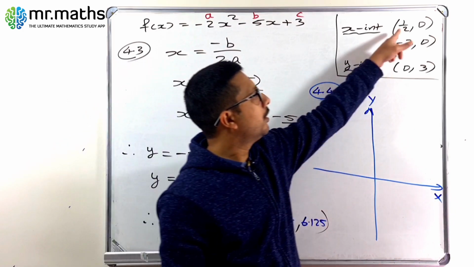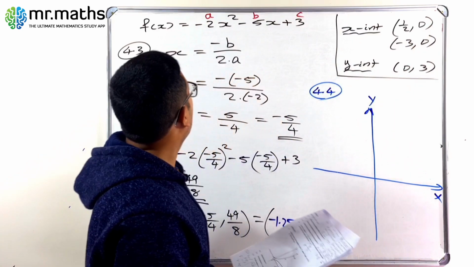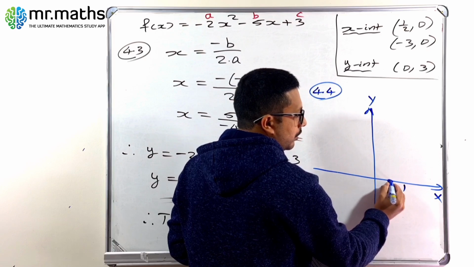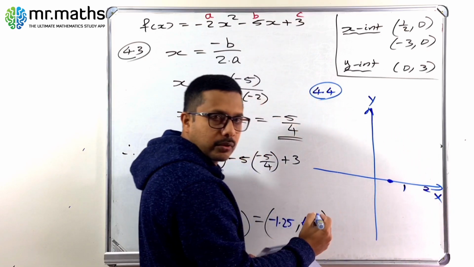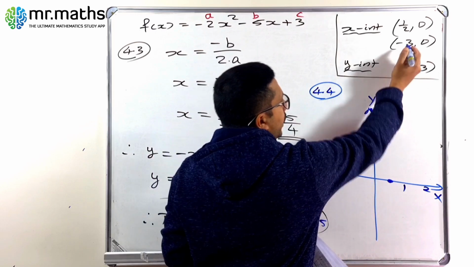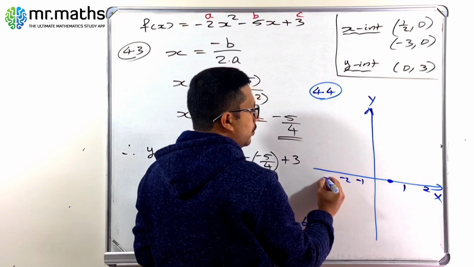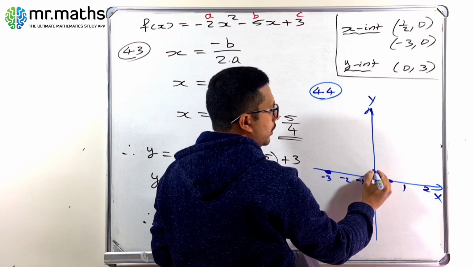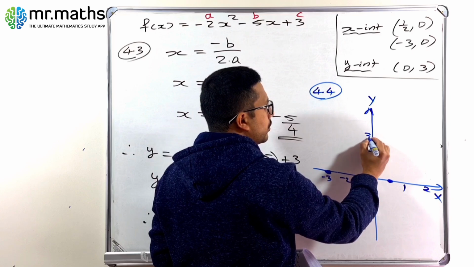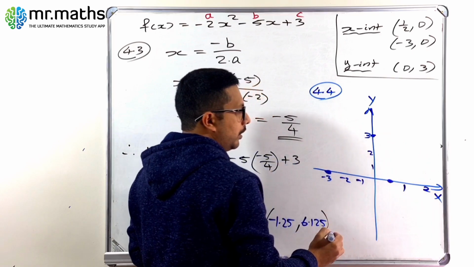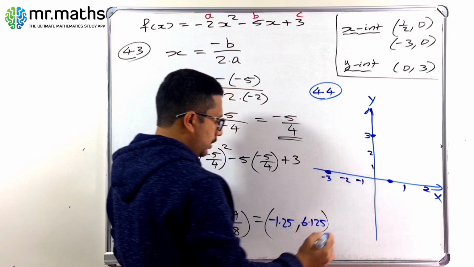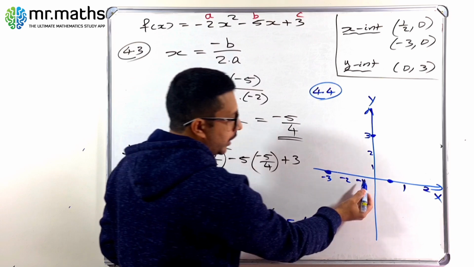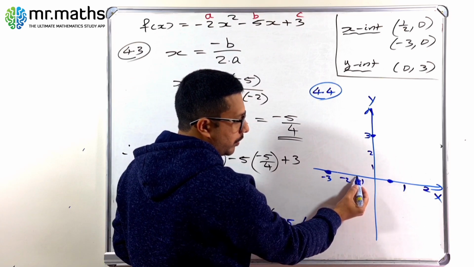What are the x-intercepts? Half comma 0, positive half. So this is 1, so half means somewhere here. This is 1, 2, like that. So half is here, then minus 3. This is minus 1, minus 2, minus 3. So minus 3 is somewhere here. Then what is the y-intercept? 0, 3. So let's say this is 0, 3. Now what is the turning point? Minus 1.3, which is between minus 1 and minus 2, somewhere here.